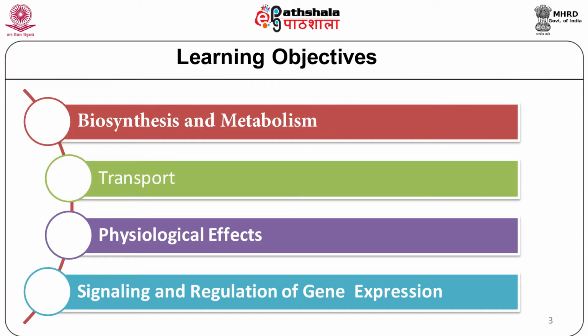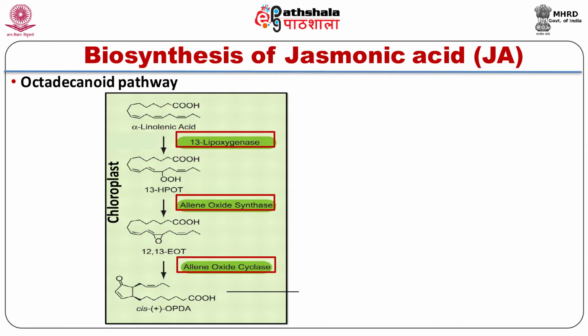In this module, we will study how jasmonic acid is synthesized, conjugated, transported and inactivated. We will also see the physiological effects that this hormone has on plants and the molecular mechanism involved in jasmonic acid signaling. First, we will see how jasmonic acid is synthesized in plants.